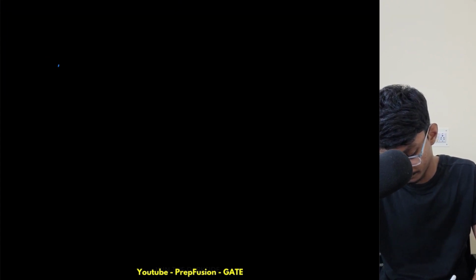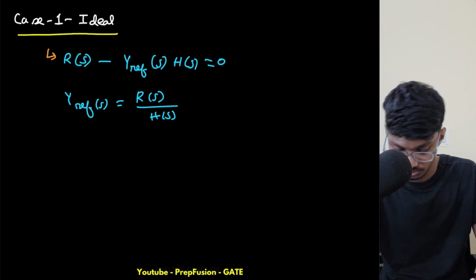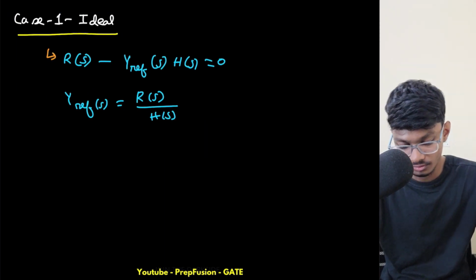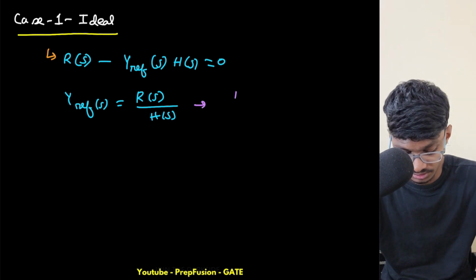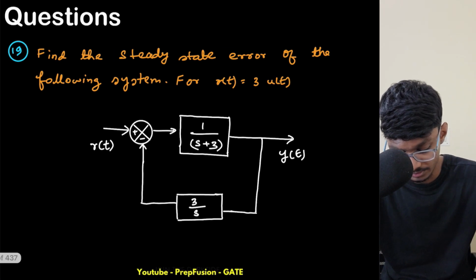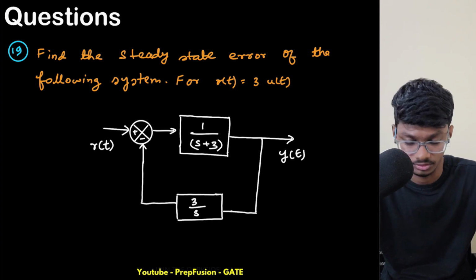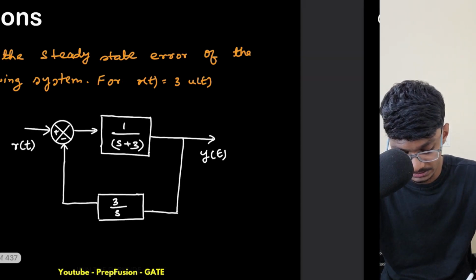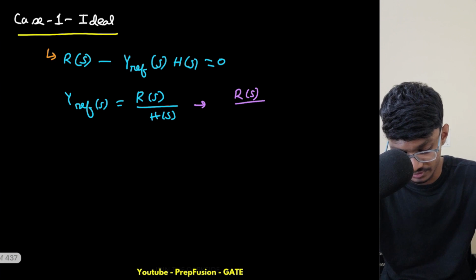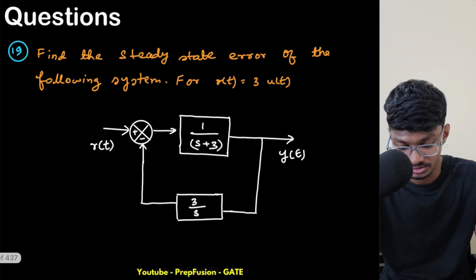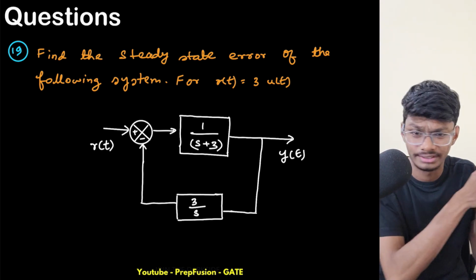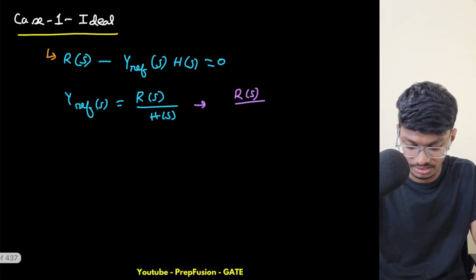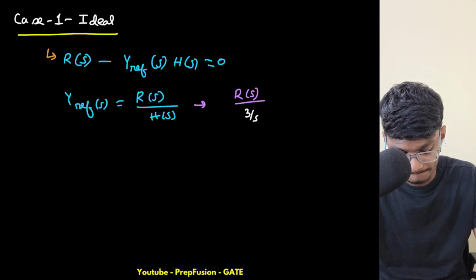So what will be my y reference of s? My y reference of s will be simply r of s by h of s. Like input is given 3 ut, and this is my y reference of s. So what is h of s? H of s is 3 by s. You can either put it at the end or you can put it at the start. Doesn't matter. Okay.